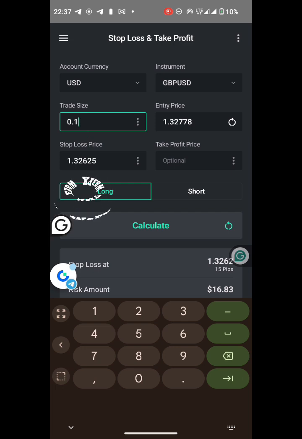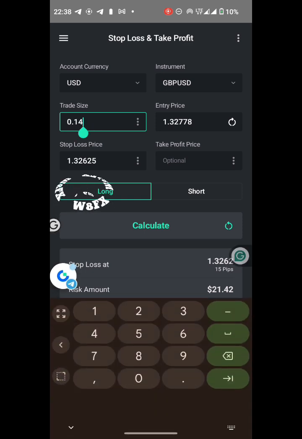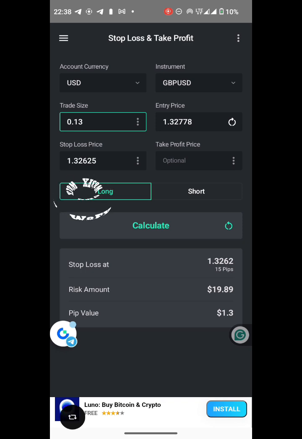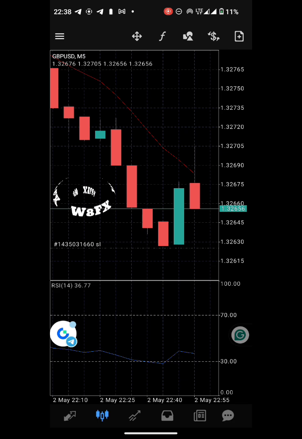So let me increase it more. Let me increase to 0.14. 21 USD is too much. Let me decrease it a little. 0.13 gives 19. Very close. 19.89. So we can use this 0.13 if we have to take this trade right now, to make sure we are not risking more than we plan to risk. So this is going to be the lot size for this account. You can just go ahead and enter it on the MetaTrader platform.